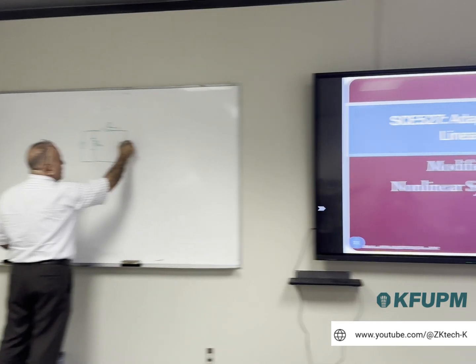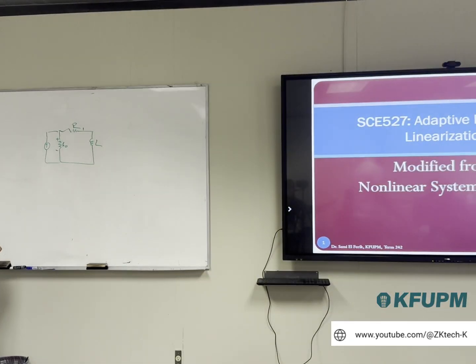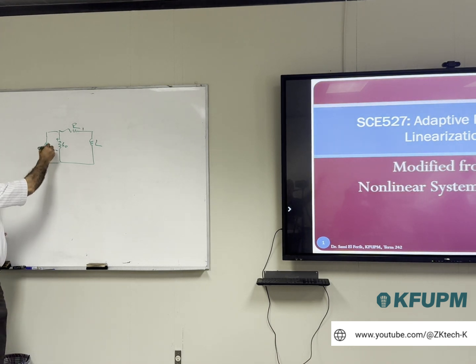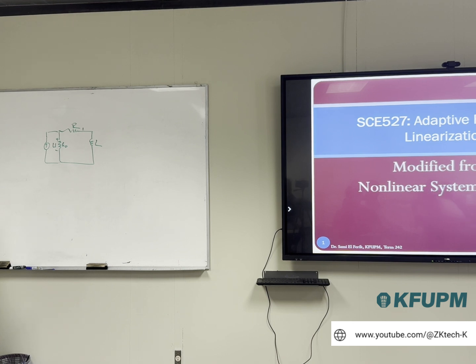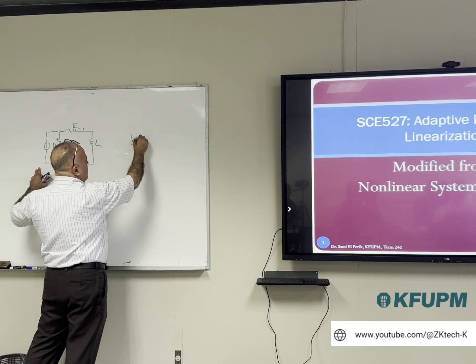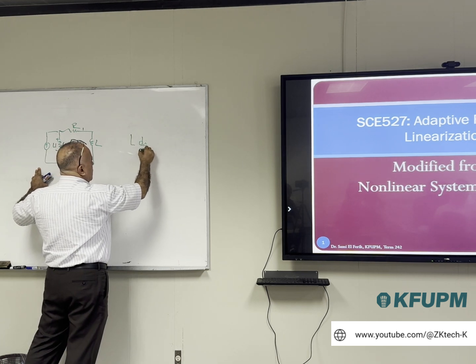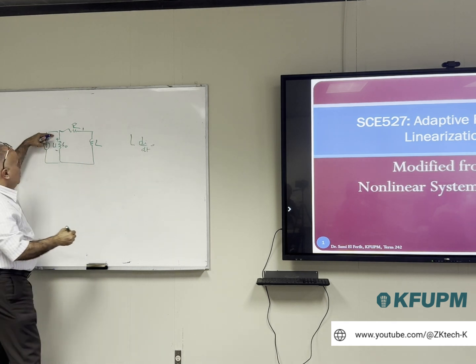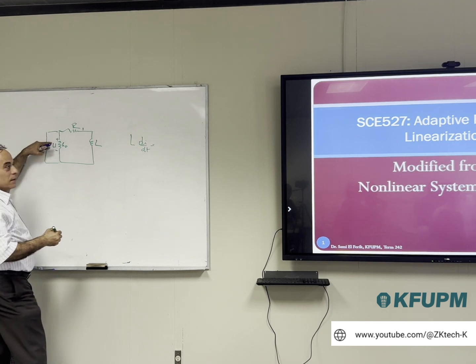R1 or whatever, and then this one will be L. And this is U. This is the circuit. When we did the equation, we found almost the same thing. L di/dt will be equal to U again. This is the voltage here.